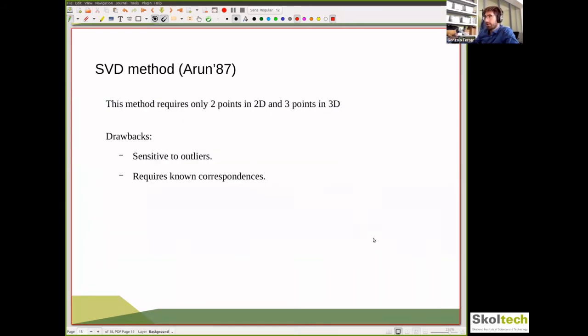It's written here. It only requires 3 points in 3D, right? So this is the minimum number of correspondences you need to get a well-defined problem. If you have less, you will not solve it because you have basically not enough degrees of freedom. And what are other drawbacks of this, right? So if you add an outlier, this method is going to suffer a little. When you calculate SVD, this is very sensitive to outliers. And the second thing is it requires correspondences.